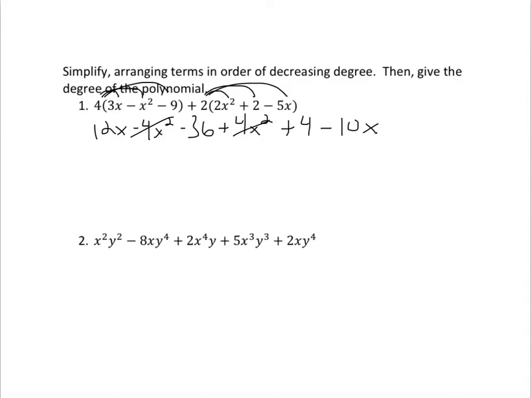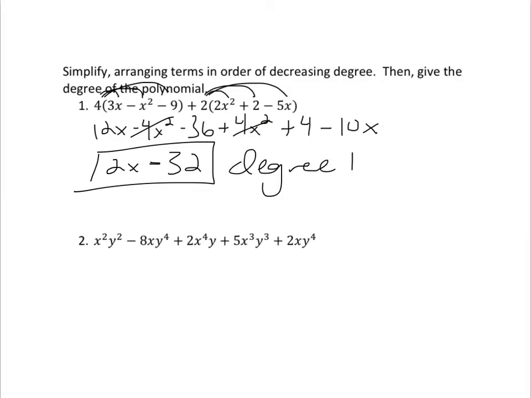Okay, we've got 12x minus 10x, leaves us with 2x, and negative 36 plus 4 leaves us with minus 32. That would be the answer. Okay, now what's the degree of that? Well, the largest one here, obviously, is furthest to the left because we ordered it in decreasing degree. It's going to be 1, so degree 1.